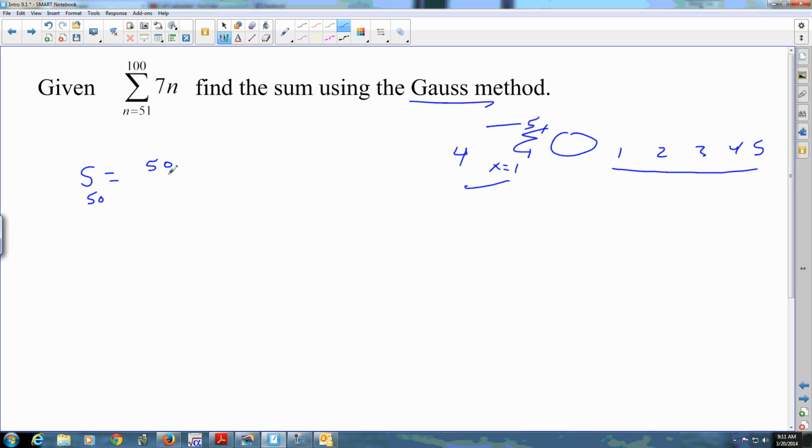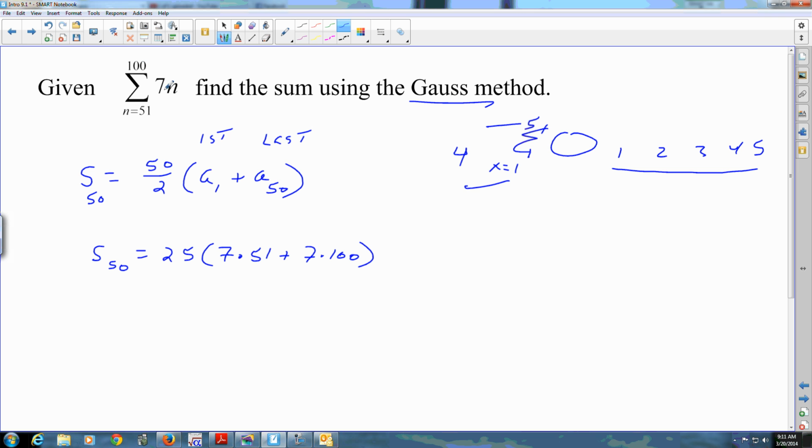So you have 50 over 2, your first plus your 50th term. I'm not filling 50 into this pattern. I want the last term. This is your first term. This is your last term. Your last term is going to be generated by filling in 100. Your first term is going to be generated by filling in 51. So S sub 50 is 25 times filling in 7 times 51 plus 7 times the 100. Because where you start, where you're at. This will generate the first term. That will generate the last term.